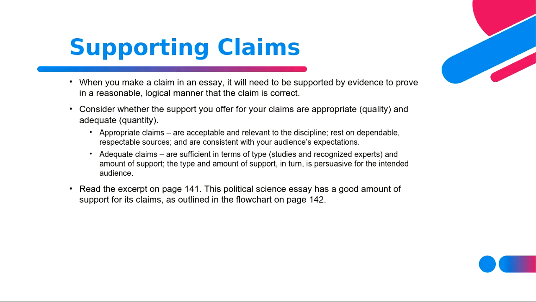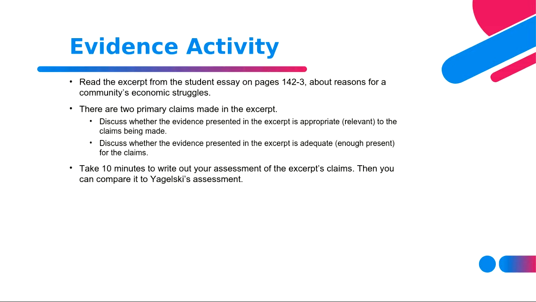All right. Then we have a slide about evidence activity. Okay. There's an excerpt on page 142 to 143 about reasons for a community's economic struggles. Okay. This is going to wind up being a questions to the professor exercise when we get to it in the lectures. Okay. Two primary claims are made in the excerpt, and you have to determine whether the evidence presented for those claims is appropriate, that is to say, relevant to the claims being made, and then whether the evidence presented in the excerpt is adequate for the claims. Okay.